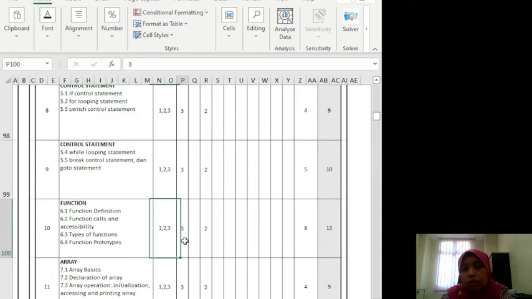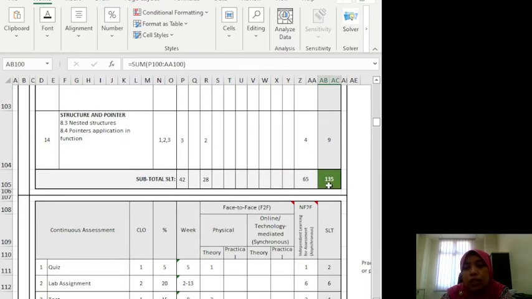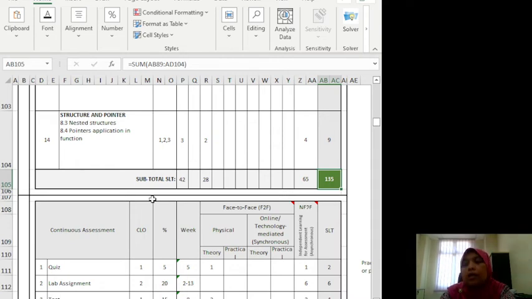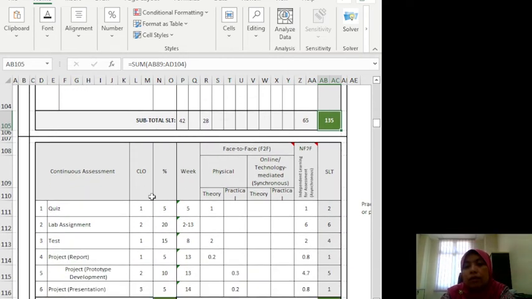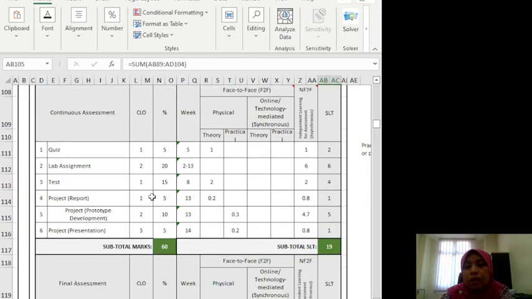chapter. So 3 hours for lecture, 2 hours for practical, plus you need to cover on your own time for 8 hours and you can get 13 hours. Okay, and the total sum of student learning time is 135 hours, alright, in the whole semester.